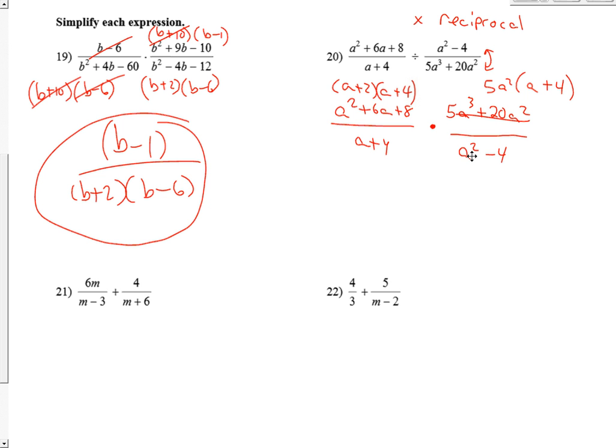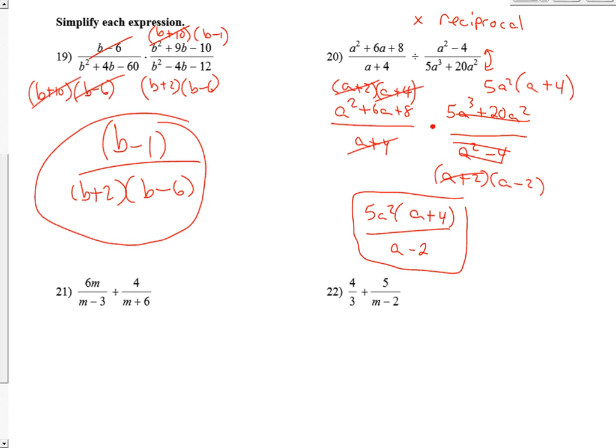And the denominator here is a special factoring formula. I get (a plus 2) and (a minus 2) in place of the a squared minus 4. Now I look to see what can be canceled out. I've got an a plus 2 on top and bottom. I've got an a plus 4 on top and bottom. And that's it. So the only thing I have left is 5a squared times (a plus 4), and in the denominator, I have a minus 2. And there's my answer.